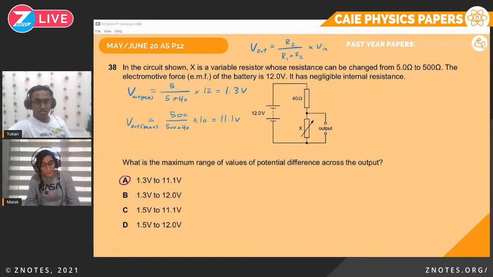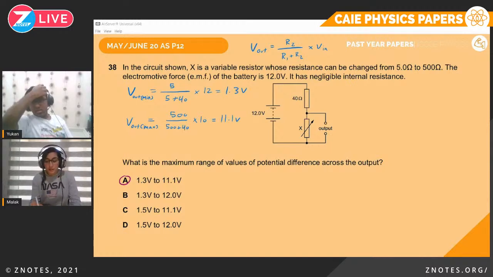Question 38. The circuit shown, X is a variable resistor whose resistance can be changed from 5 ohm to 500 ohm. The electromotive force EMF of the battery is 12 volts. It has negligible internal resistance. What is the maximum range of values of potential differences across the output?